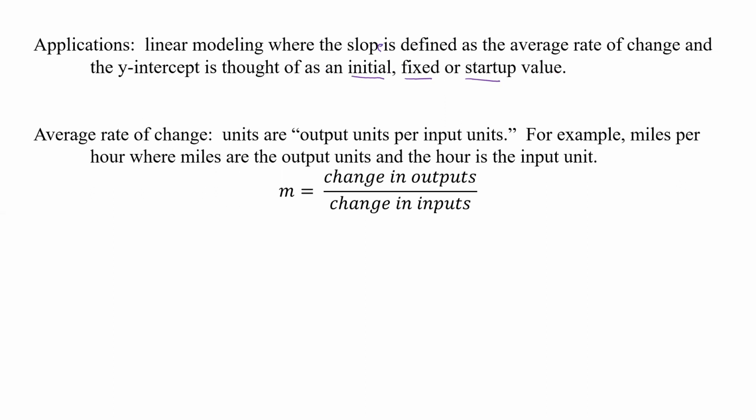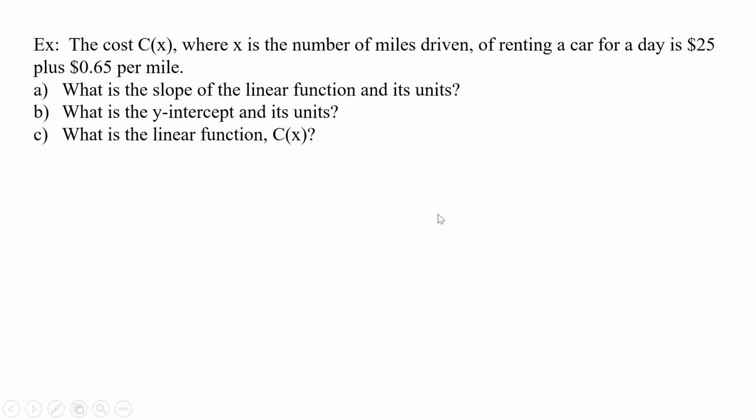And then you're going to have average rate of change, which are going to be basically output units per input units. And so example, miles per hour, where the miles are the output and the hour is the input unit. So we're going to have our slope is change in output over change in input. And we can put those two together, and what we can do is we can actually create a linear function. And so what I'm going to do is I'm going to kind of go backwards. I'm going to start here writing the linear function. And then from there, I'm going to determine the y-intercept. And from there, I'm going to determine the slope.